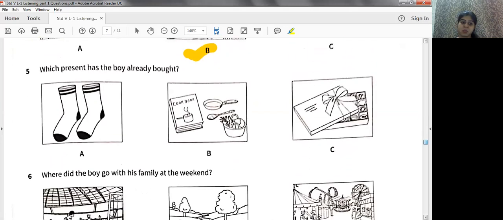Which present has the boy already bought? It was the chocolate box, because she liked it and it was available.